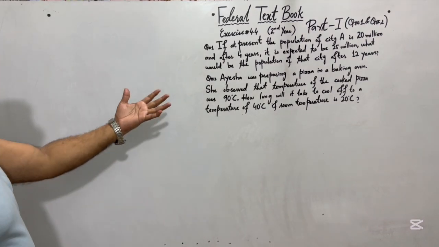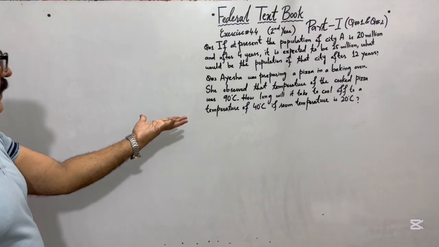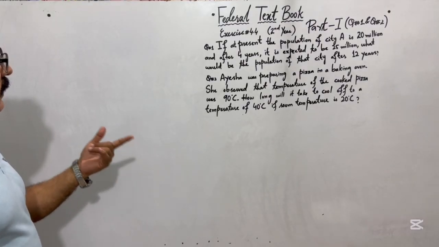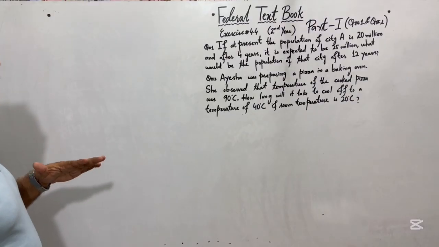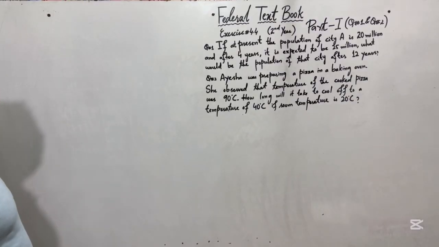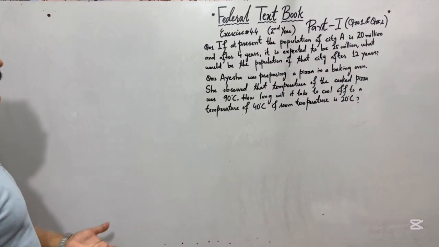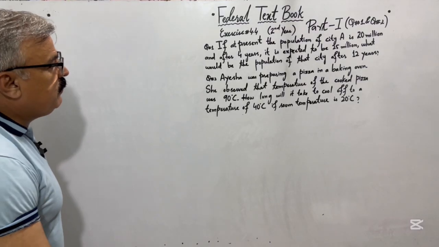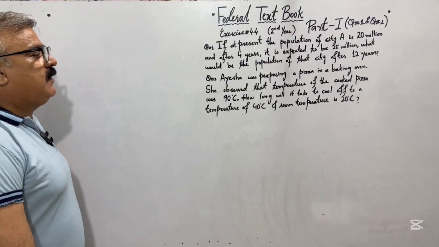Initial population of 20 million at the commencement of our problem, and after 4 years it is expected that population is approximately 25 million. There is an increase of 5 million within the short interval of time 4 years. What would be the population of the city after 12 years?